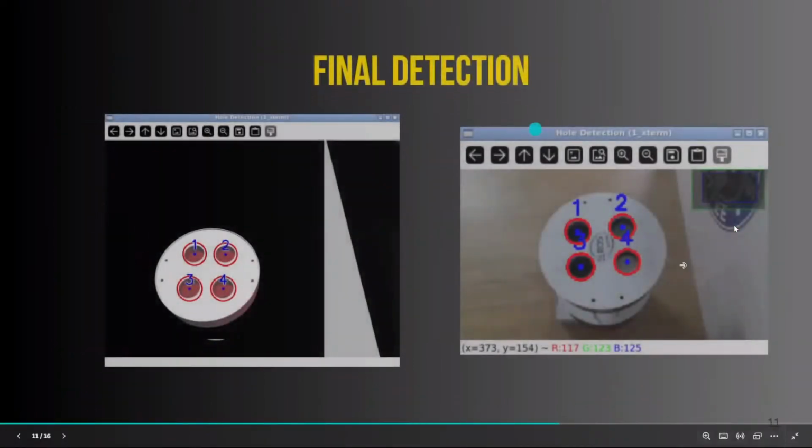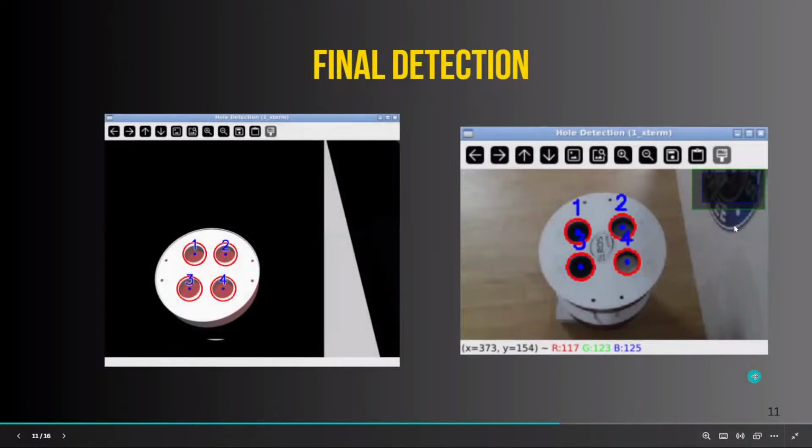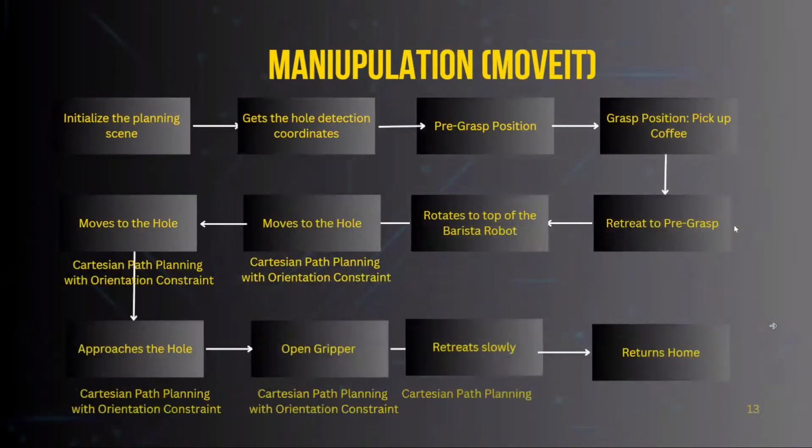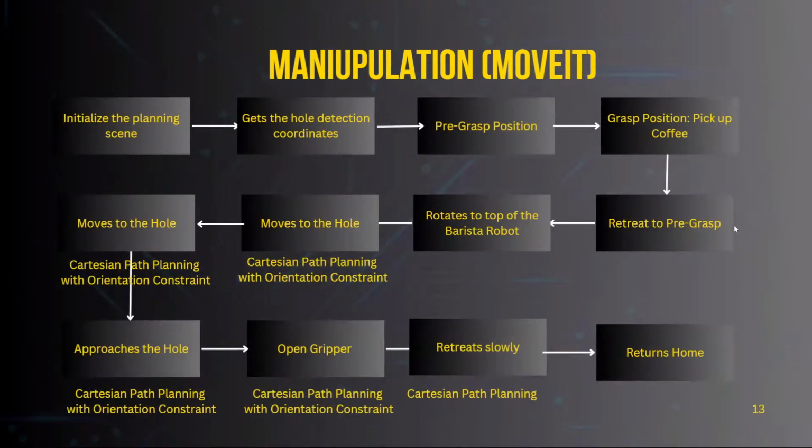And so this is how the final detection looks with simulation. And this is the real robot. And this is the planning scene. So we have a wall, the coffee machine, and the table. And this is the robot arm. And so now we look at how the manipulation works.